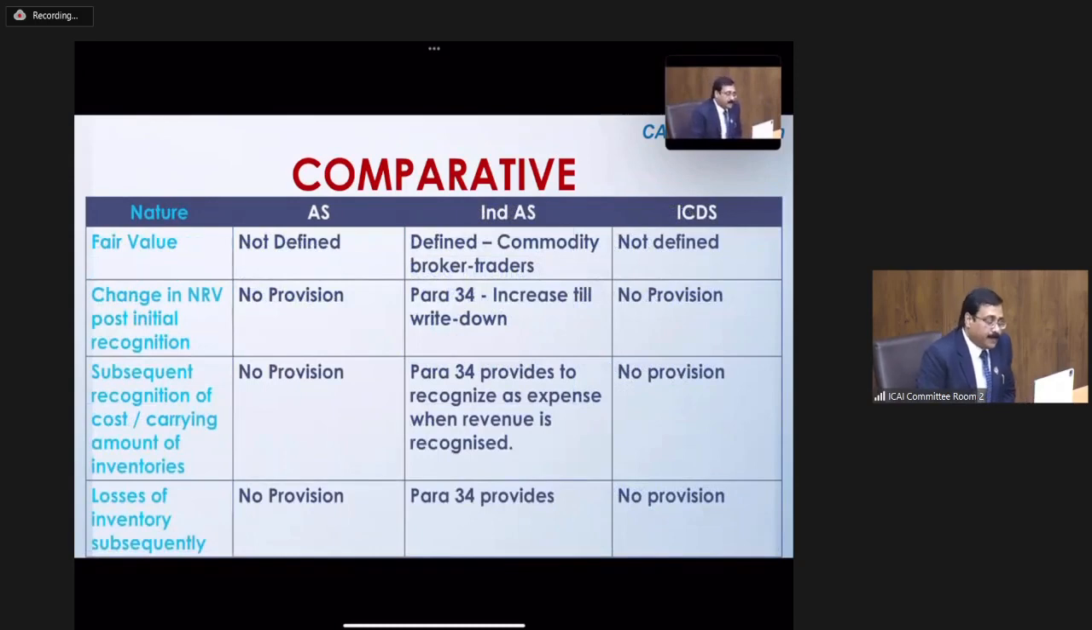Fair value, if I say AS as well as Ind AS, they don't say that it has to be valued at fair value. In AS, it is not defined, but in Ind AS, it is defined. For the purpose of these commodity broker traders, which we say RTS, a hint has been given in both AS as well as Ind AS that in this case they value at the net realizable value, at the fair value. So they say it is out of the scope of the Ind AS, but then fair value has been defined accordingly. In ICDS, this fair value is not defined.